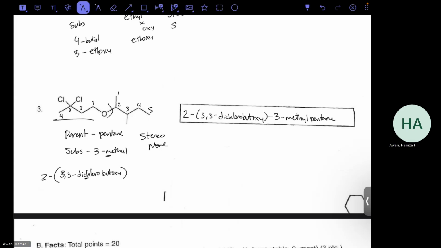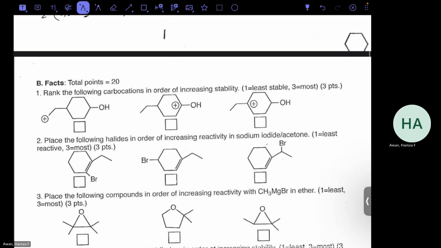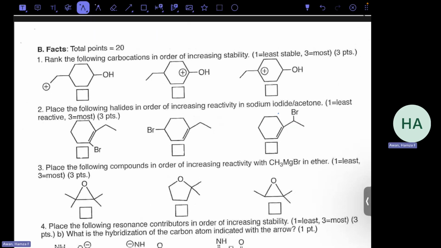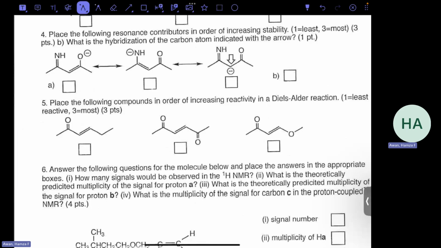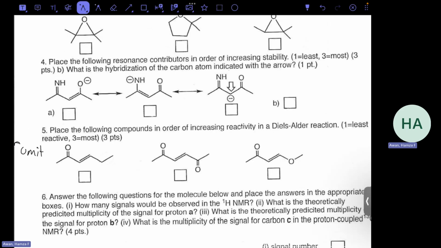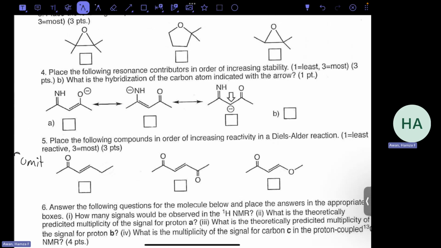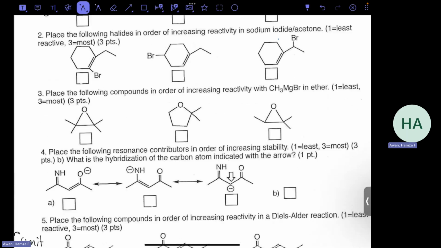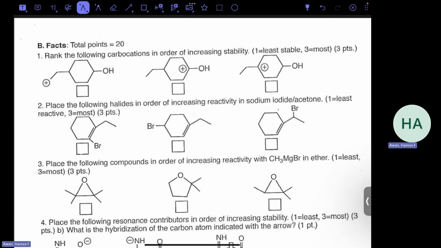Any other questions? Okay, going on. So onto the facts section. In the facts section, we do have a Diels-Alder question, so I'll omit that until the very end. You guys don't need to know this for the actual exam, but I'll still go over it so that you can understand how to work it out when you do learn it, which should be soon, I think next class. So the first facts question: rank the following carbocations in order of increasing stability, right?